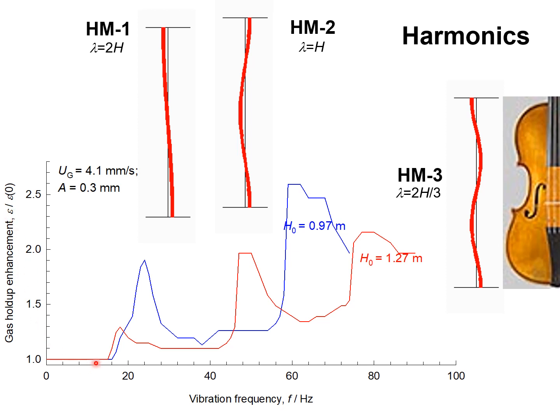The enhancement is calculated as the gas holdup when the column is vibrated at a certain frequency, and the vibration frequency is plotted on the x-axis. The gas holdup at any given vibration frequency is divided by the gas holdup for the same column that is unvibrated. The superficial gas velocity in these experiments is maintained constant at 4.1 millimeters per second, and the vibration amplitude is 0.3 millimeters.